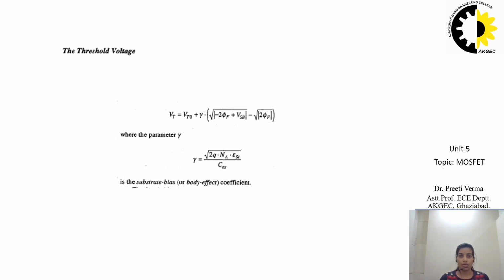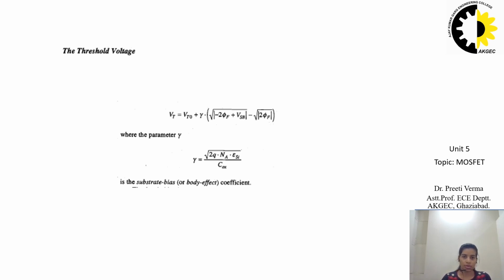What is threshold voltage? Threshold voltage can be defined as Vt equal to Vt0 plus gamma times under root of mod of minus 2 phi f plus Vsb, minus under root 2 phi f, where gamma is the substrate bias or body effect coefficient. Gamma is equal to under root 2 q Na epsilon of Si divided by Cox. Phi f is the Fermi level potential and Vt0 is the threshold voltage when Vsb is 0.